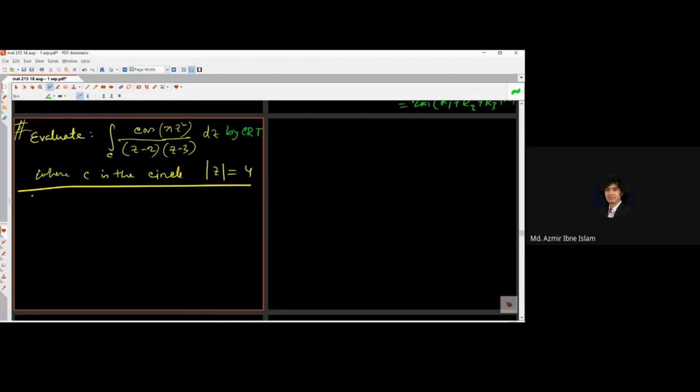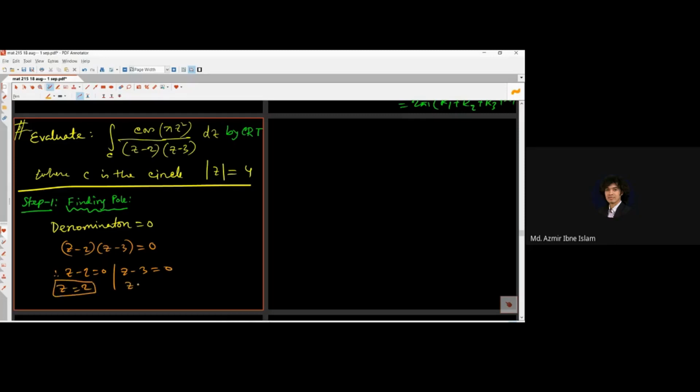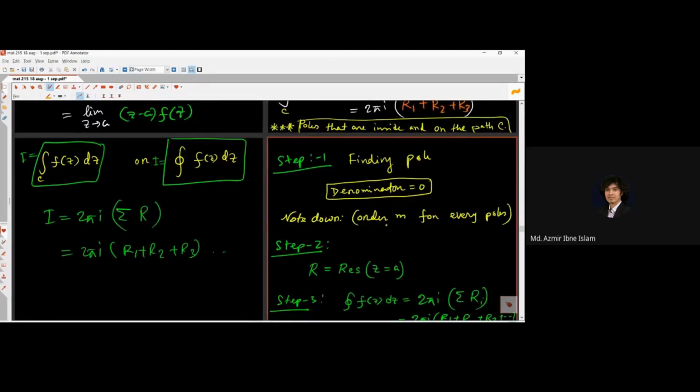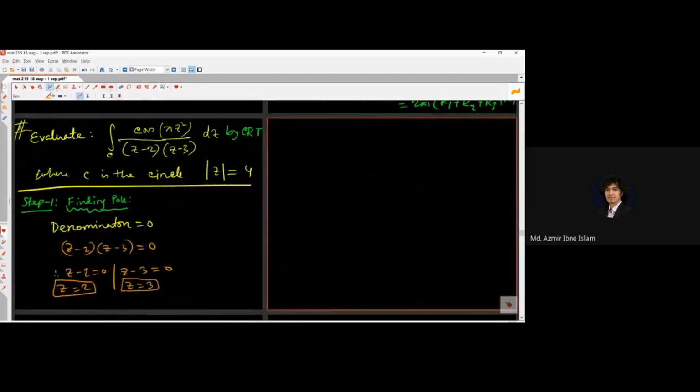So step 1. At first, we have to find poles. So for finding poles, the formula is denominator equal to 0. So in the denominator part, we have z negative 2 and z negative 3 equal to 0, right? So we have z negative 2 equal to 0 and z negative 3 equal to 0. So it is z equal to 2 and z equal to 3. Besides finding poles, we have to think about the order of every pole. So what is the order of 2 and the order of 3? So 1, 1.